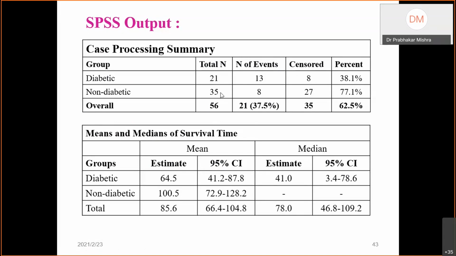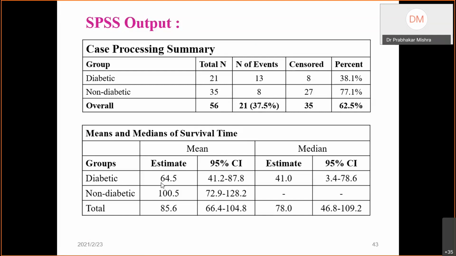Similarly, out of 35 persons in the non-diabetic group, 8 died, matlab 8 events. The remaining are 27, and 27 by 35 is 77.1%. Now out of overall 56, 21 events. It means this 21 is 37.5% of the 56. And if 21 died, it means 35 remaining, and that is 62.5%.